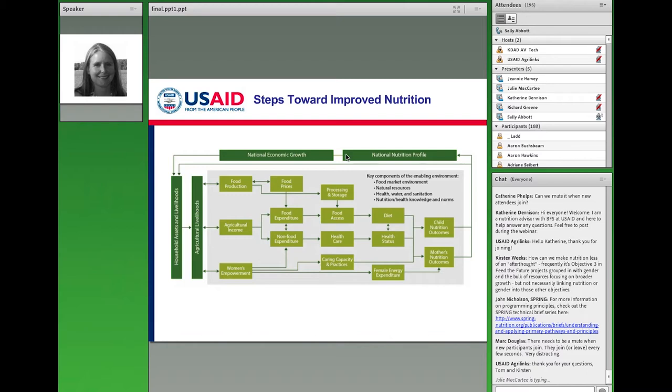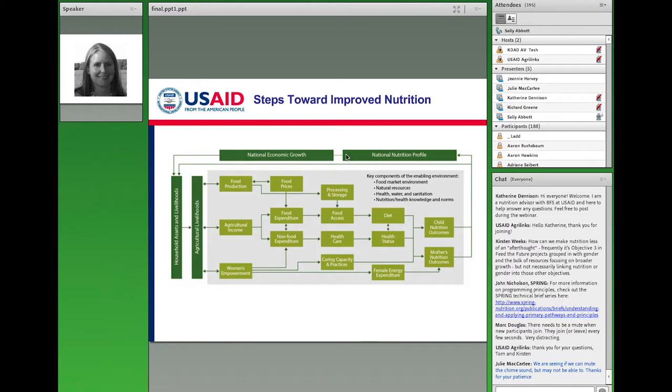Now, one of the things I want to stress is that when we're looking at the child nutrition outcomes, in some ways this looks at the conceptual framework we had in the previous slide turned on its side with the outcomes at the end. And one of the things that we found is that a lot of our projects are working on one end, our agriculture projects, and our nutrition-specific projects may be working on the other.